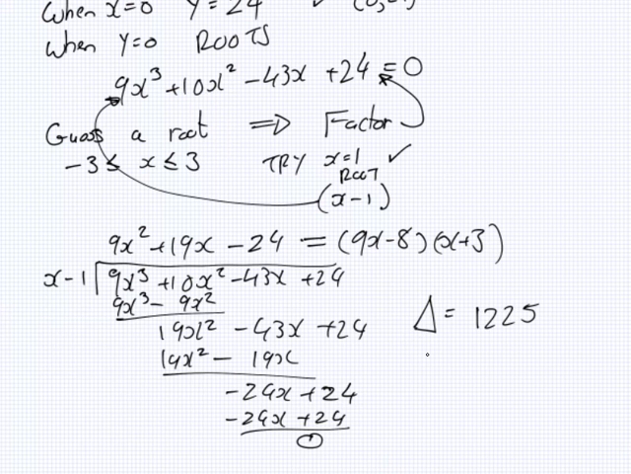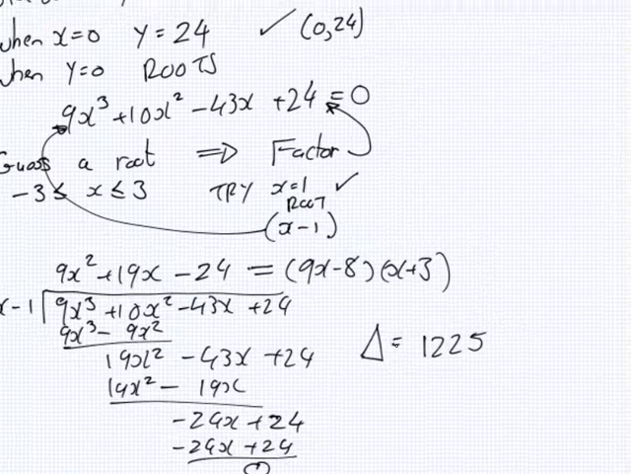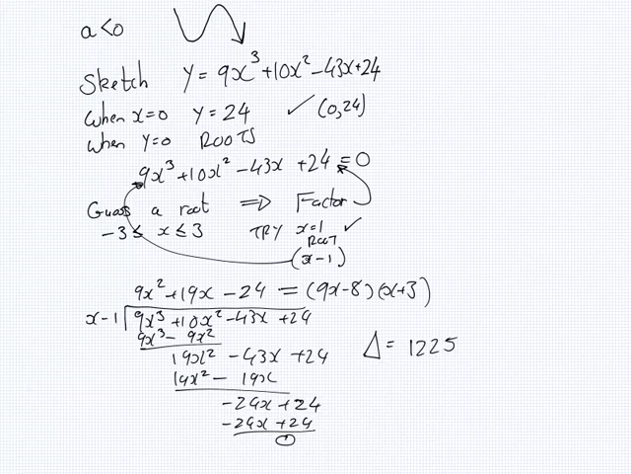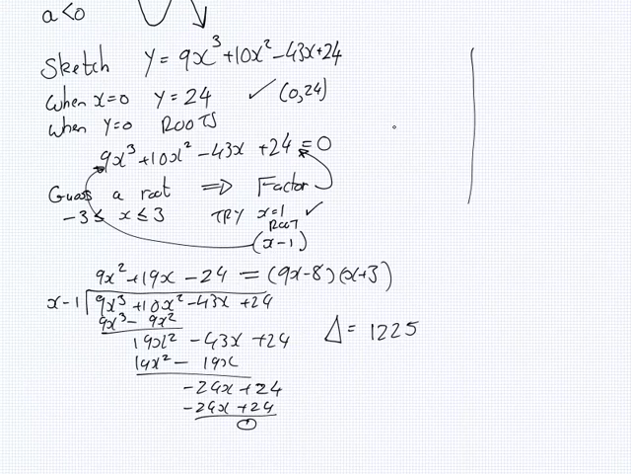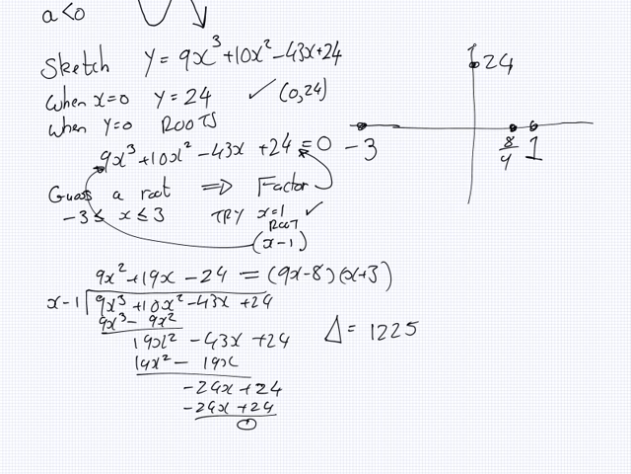So now that we have our 3 factors, we have our 3 roots. If I just go over here to sketch it, the first root is 1. The second root is 8 over 9. And the third root is minus 3. And the y-intercept is 24. And the graph is up, down, and up.